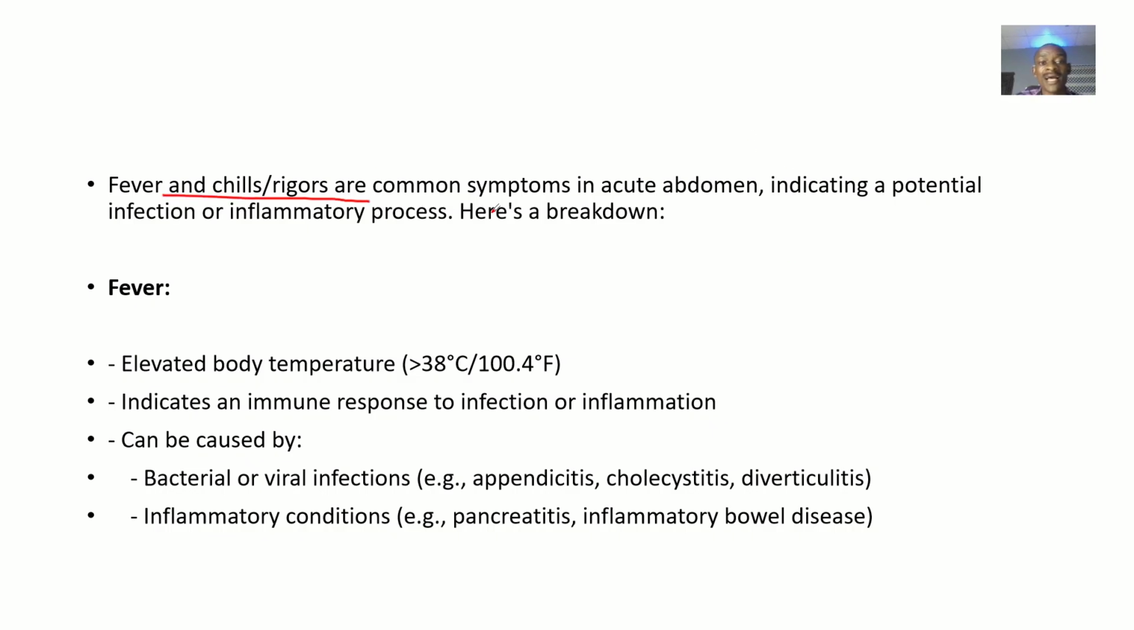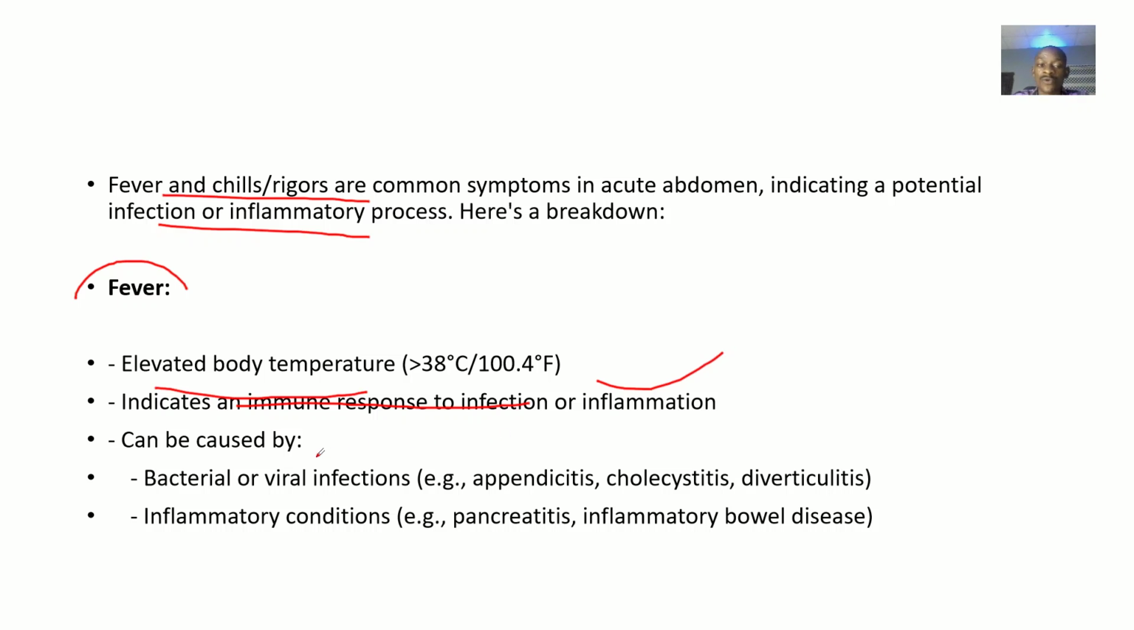We see that the fever and chills, also rigors, are common symptoms which are seen in acute abdomen, okay? And when you see them, it indicates a potential infection or inflammatory process that is going on. All right. So talking about a fever, fever is when the body's temperature is elevated, generally above 38 degrees Celsius, or if you convert it to Fahrenheit, basically 100.4 degrees Fahrenheit. Okay. So when there's fever, it indicates what? An infection or inflammation. Okay.